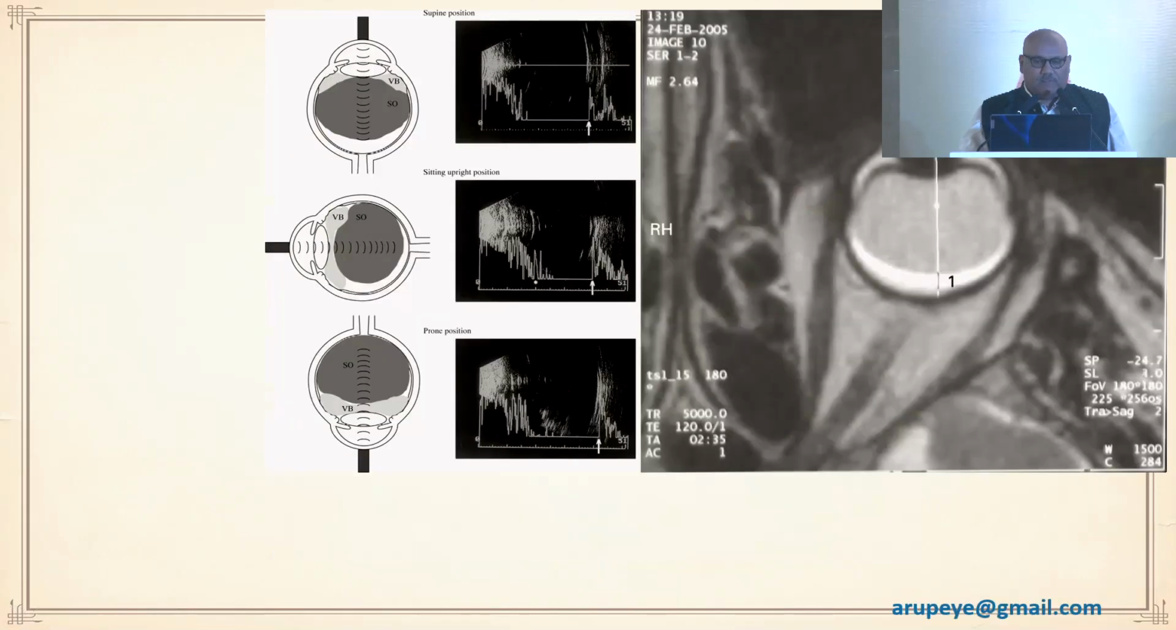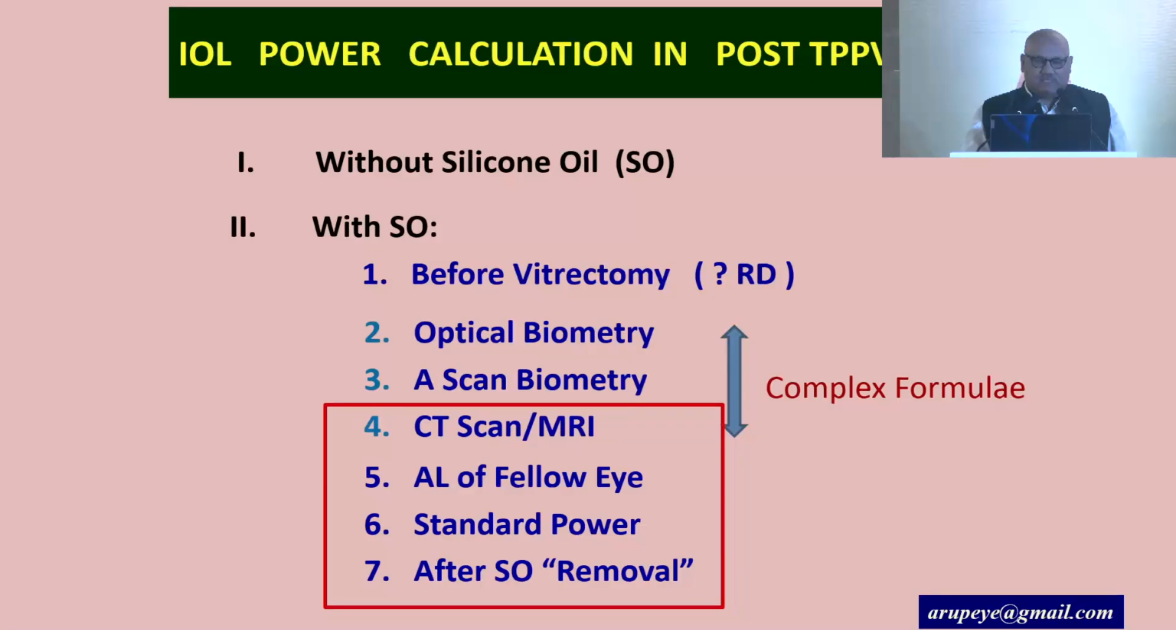There are multiple bubbles. And if you have a problem doing ultrasonic biometry for these patients, make these patients sit up, so that the sound beam does not have to encounter multiple interfaces. Don't do it in the supine position, do it with the patient sitting up.